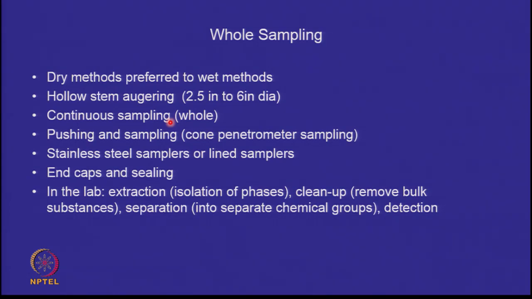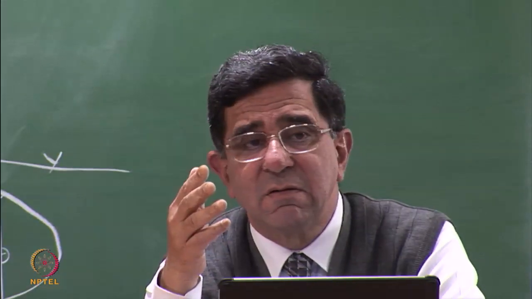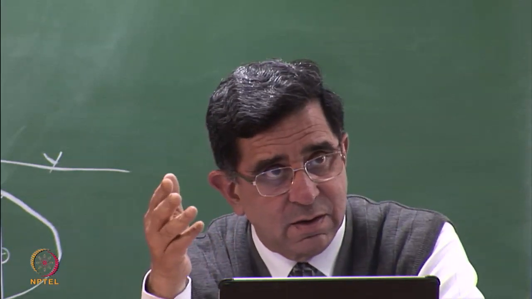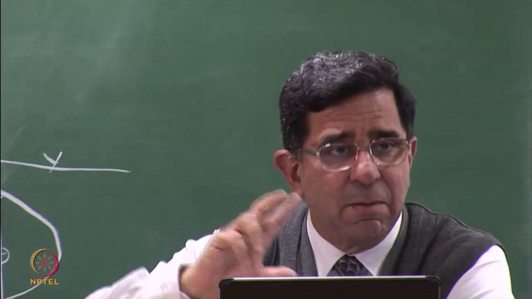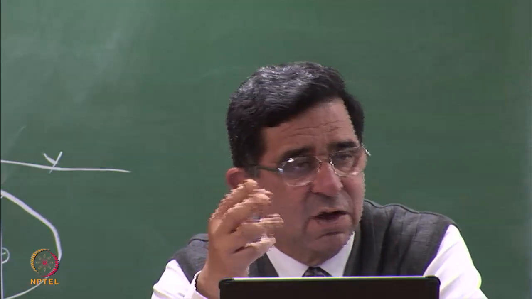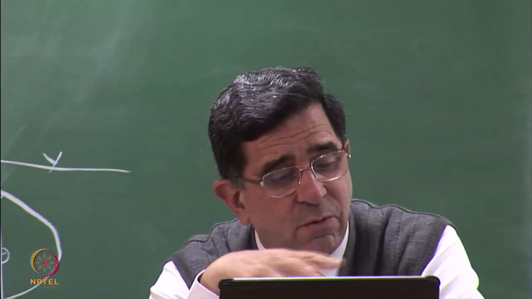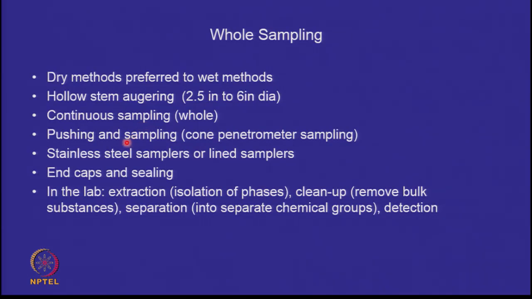In soil mechanics, we do SPT values, what? Once every 1.5 meter depth, every 5 feet interval. Here you may instead go for continuous sampling. That means keep on just taking out samples. You don't have to measure N values. You take out a sample and you take out another sample, drill forward, take another sample. So you can do continuous sampling, pushing and sampling. Mostly you use stainless steel samplers. End caps and sealing is important.